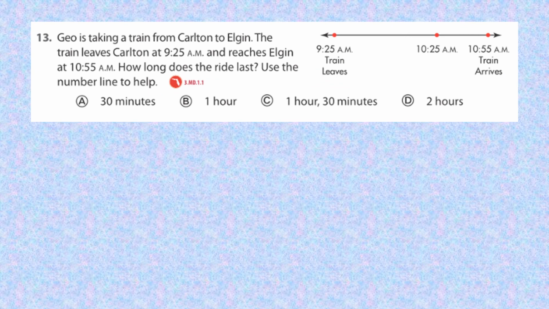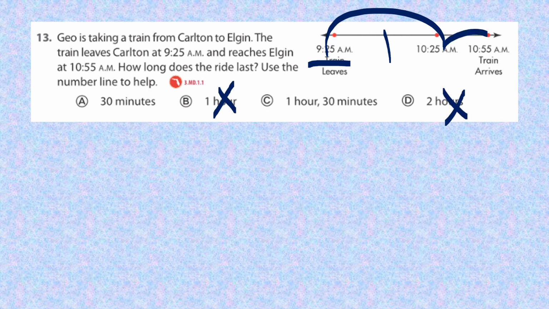Okay, the last one is that FSA style question. It says Gio is taking a train from Carlton to Elgin. The train leaves at 9:25 and gets there at 10:55. How long does it last? So I'm going to go ahead and use the number line that they've given me. So from 9:25 to 10:25 is 1 hour. And then I can eliminate this one, I can eliminate this one, I can even eliminate this one, because it's not 2 hours, it's more than an hour, it's more than 30 minutes. So my answer then is C, 30 minutes.